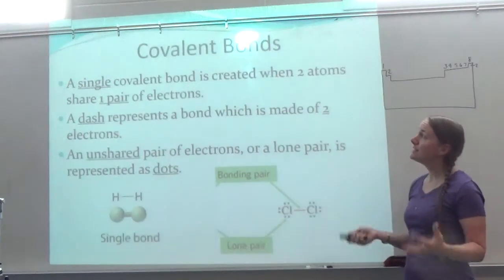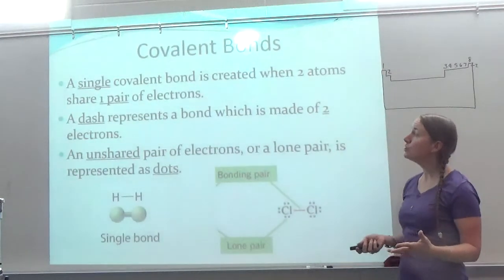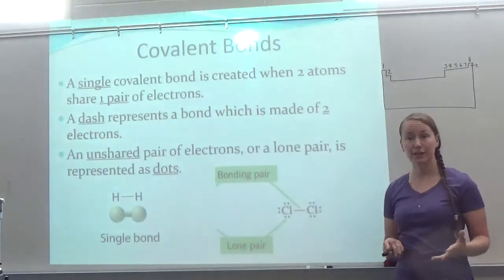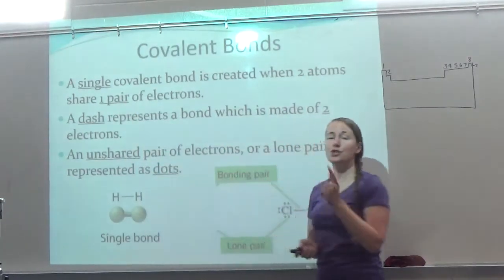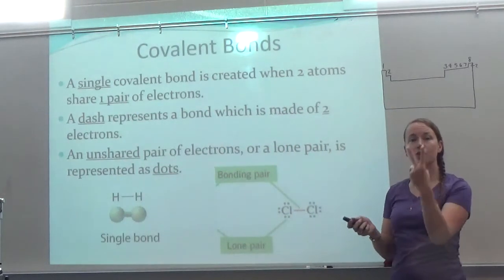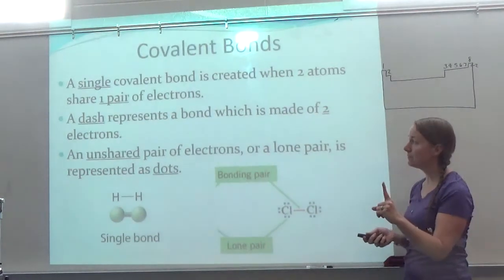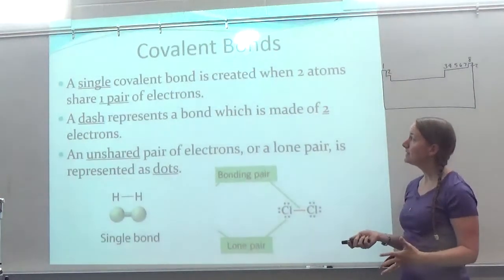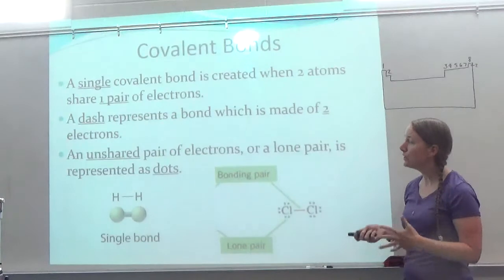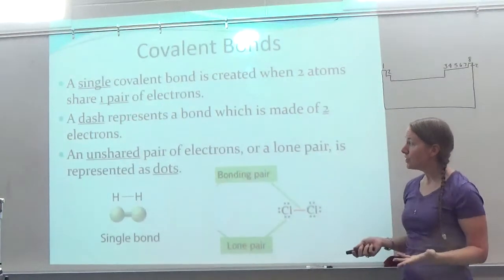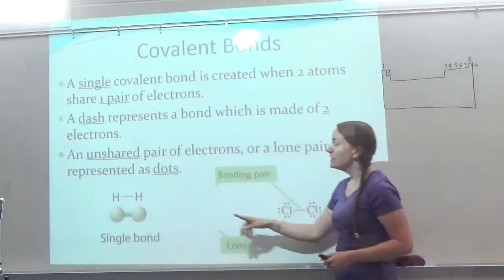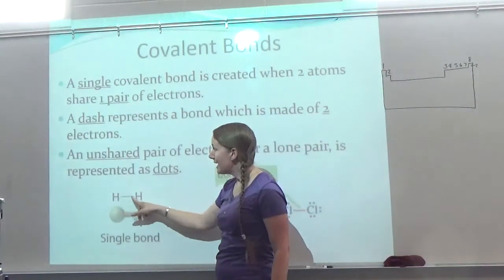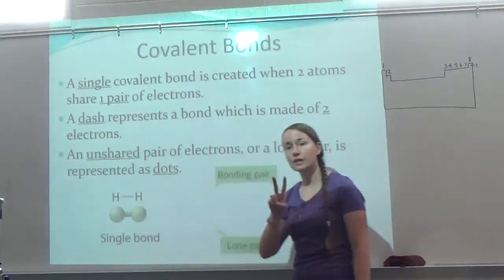All right, so a single covalent bond is created when 2 atoms share 1 pair of electrons. So how many is a pair of socks? 2. So how many is a pair of electrons? 2. So the atoms share 2 electrons to make 1 bond. A dash represents a bond, which is made of 2 electrons. An unshared pair of electrons, or lone pair, is represented as dots. Okay, so here is a bond. Each dash, or bond, is 2 electrons.